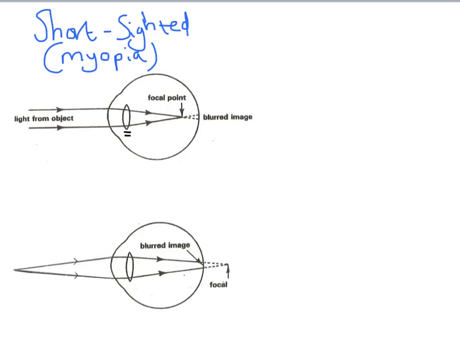Now, what we've done in this diagram is extrapolate those lines a bit further back. So we've continued them on, and you can see where they hit the back of the eye. What we'd get because of this is a blurred image.